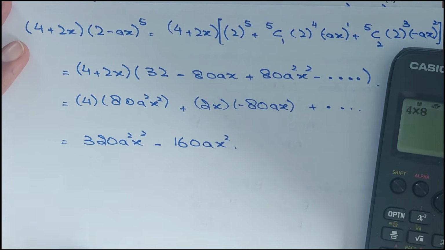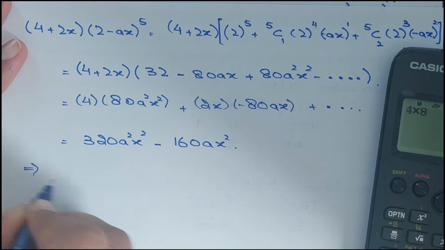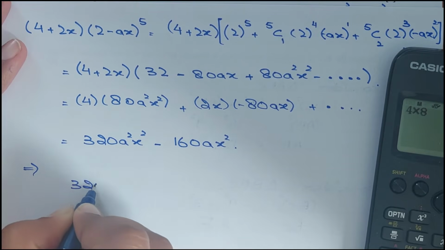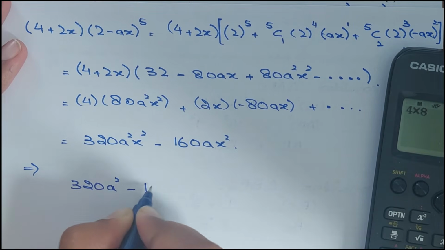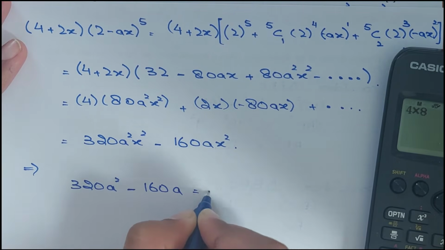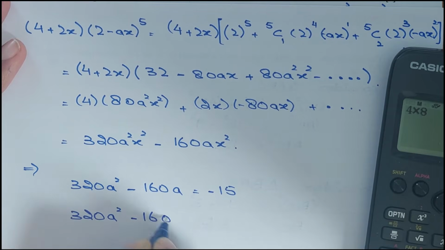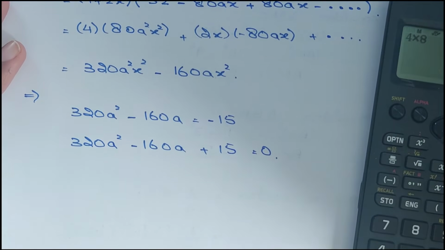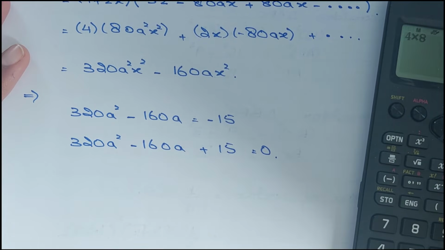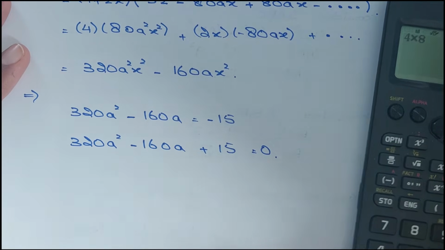So let me put it equal to negative 15. So 320a square minus 160a is negative 15. 320a square minus 160a plus 15 equals 0. We have to find the possible values of a, so it's a quadratic equation in a.